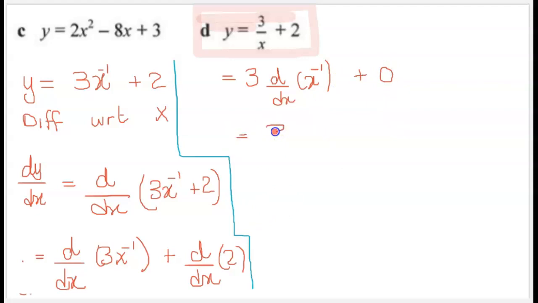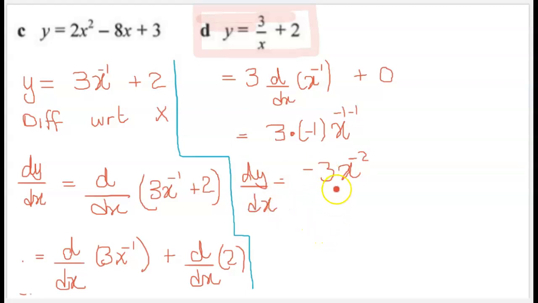When I differentiate that one, the 3 is there, the minus 1 comes out, and we reduce the power by 1. So minus 1 already there, minus 1, and that will become minus 3x to the minus 2. So we got that. Now I need to find out when x is 3, so let's do that on the next page.